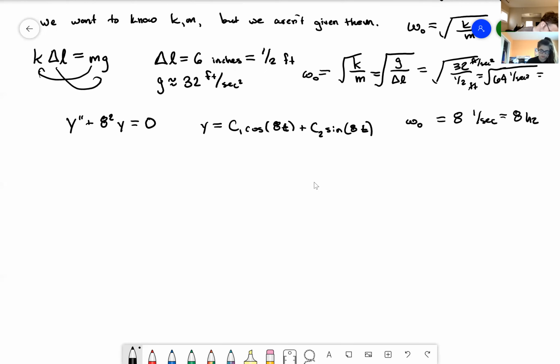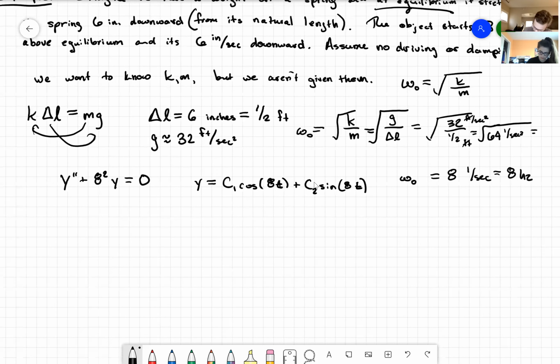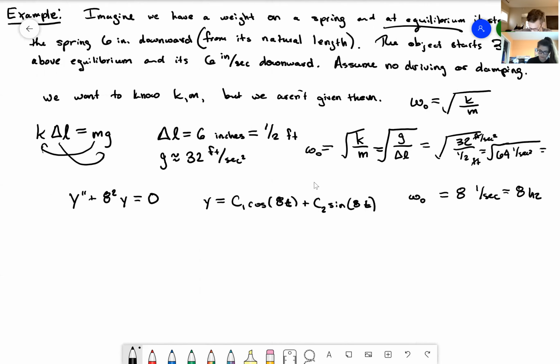Now what do we do? We want to figure out what C1 and C2 are, and it's pretty easy to. I need to leave my initial conditions on the screen. Okay. Back. We're going to figure out what C1 and C2 are based on our initial conditions. And actually, in this form of the solution, it's pretty easy to do because we have y of 0. Well, remember what y of 0 was. This was the object starts 3 inches above equilibrium. Since we're trying to do everything in feet here, I'm going to write that as 1/4 feet.